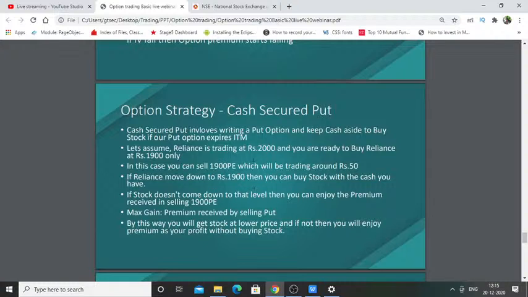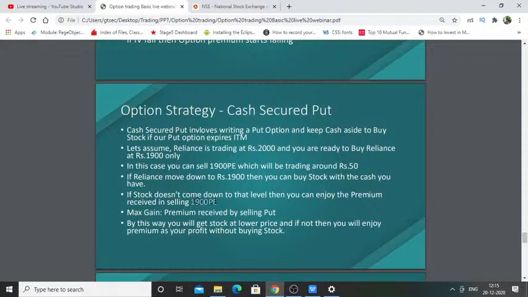Okay, and if the stock doesn't come down to that particular level, then you are going to enjoy the premium which is received by selling the 1900 put. In this case you will be getting a profit of 50 rupees. So 50 into the lot size, whatever it is, you are going to get the profit if the stock doesn't come down to 1900.